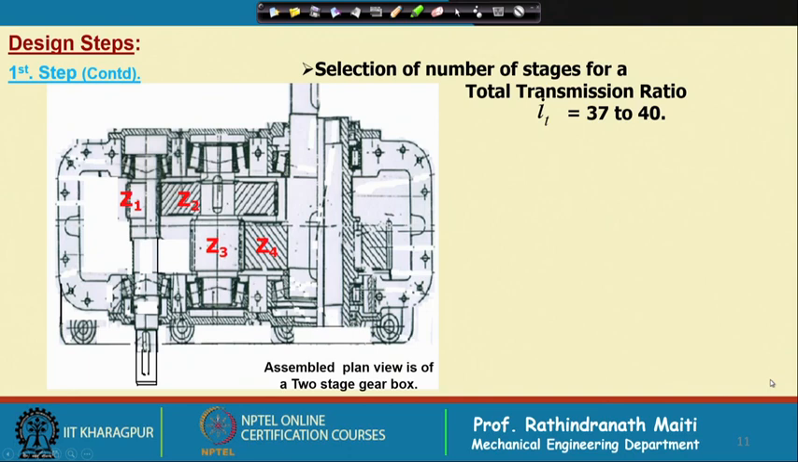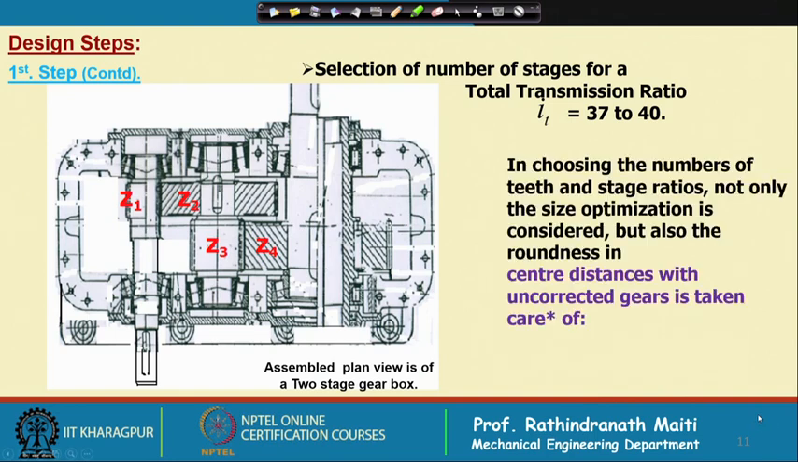And now, we will select the transmission ratio, which is given as 37 to 40. In choosing the numbers of teeth and stage ratios, not only size optimization is considered, but also roundness in center distances with uncorrected gears is taken care of.